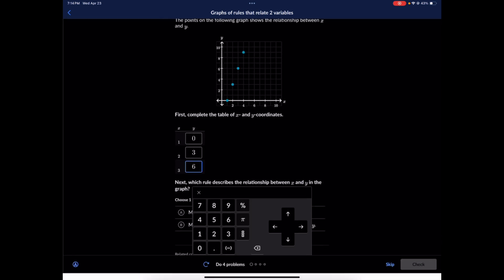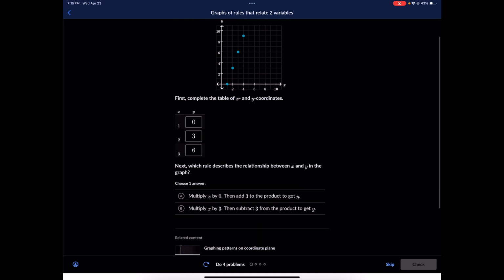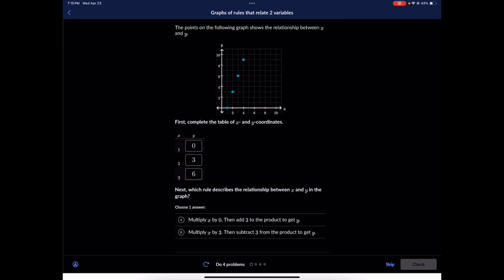So that means that's that. Now, next problem. Which rule describes the relationship between the x and y in the graph? It says multiply x by 0, then add 3 to the product to get y. Or multiply x by 3, then subtract 3. So let's see what we got here.